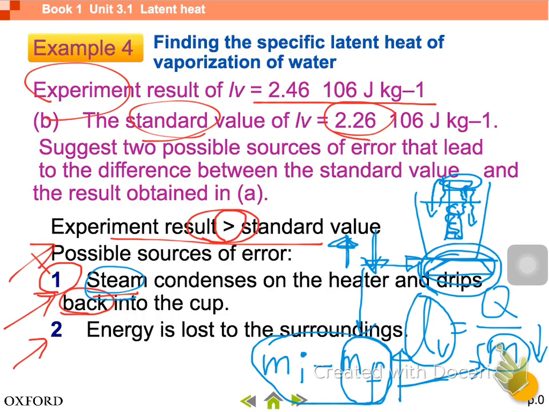Now think about such logic once again. The balance reading will become greater, since water falls back, and then the final mass reading will be greater. The overall difference of the mass will be smaller, and there needs to be a greater experimental latent heat of vaporization.